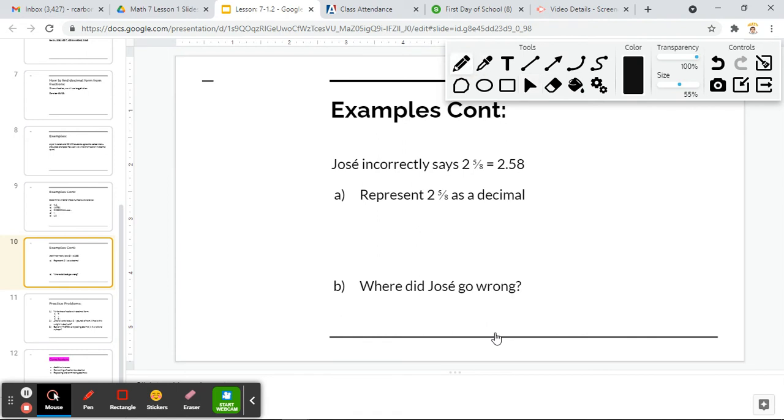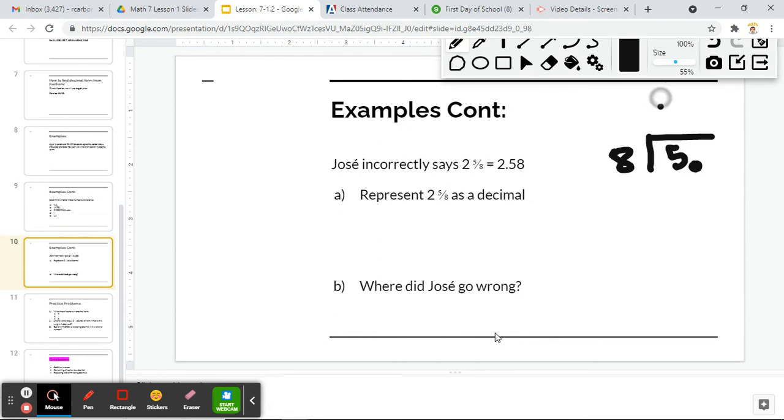All right, so Jose incorrectly says that 2 5/8 is equal to 2.58. We know that is not correct, so we want to represent 2 5/8 as a decimal. Well, let's do some long division here. Numerator on the inside, denominator on the outside. 8 does not divide into 5, so I'm going to put a 0, bring up the decimal, and then put a 0 right here.